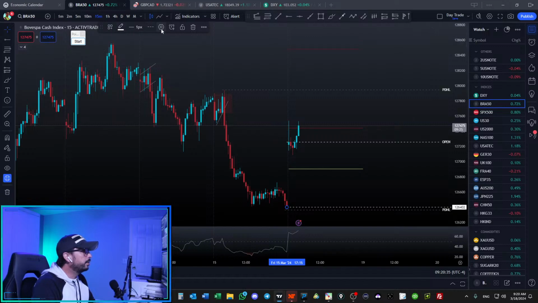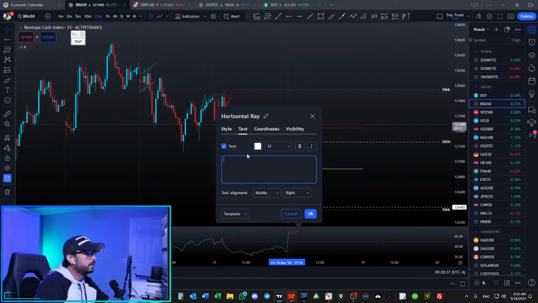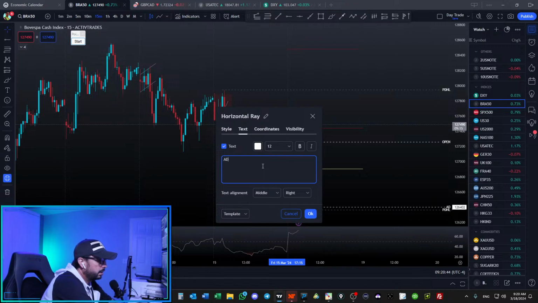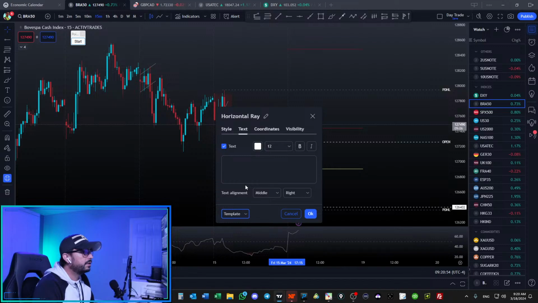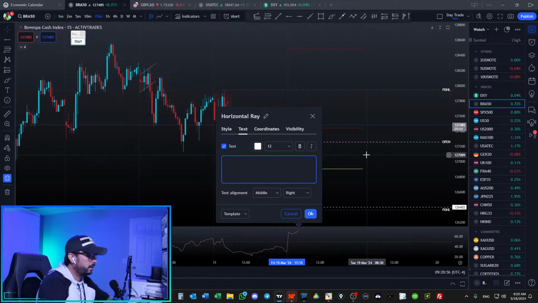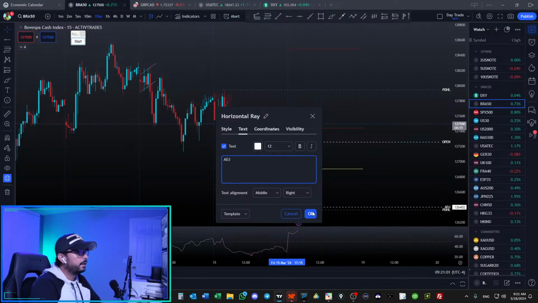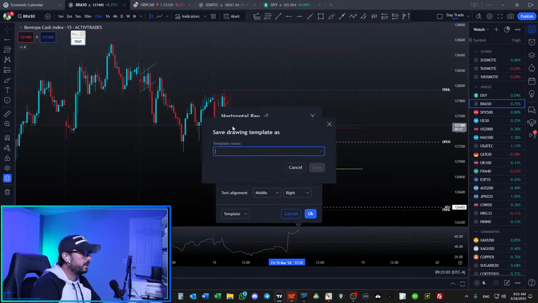Let me do text and then ADJ. ADJ is the adjustment. All right, so I'm gonna save that as well. Here's the daily adjustment. So let's load it up, the daily adjustment, and then let's just ADJ. We're gonna save as daily adjustment, middle, right, okay.